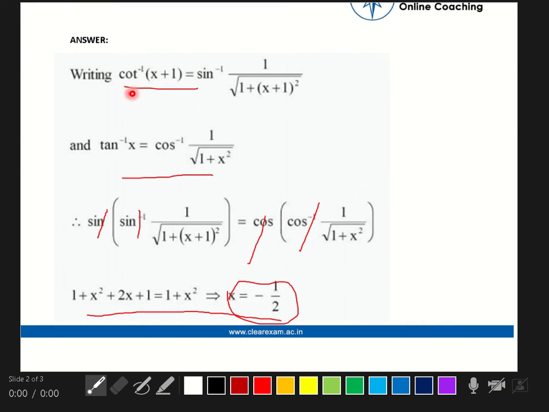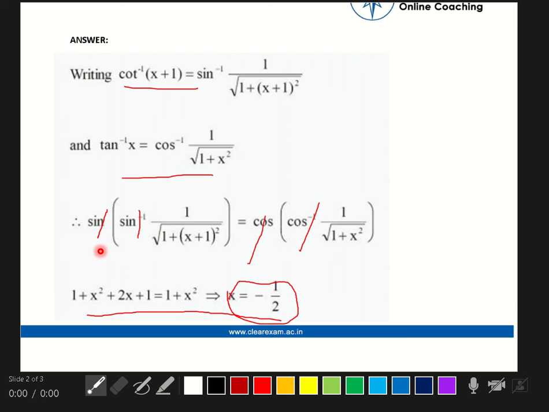We can write cot⁻¹(x+1) as sin⁻¹(1/√(1+(x+1)²)). You can check it from trigonometric identities. Now we can also write tan⁻¹x as cos⁻¹(1/√(1+x²)). This is also an inverse trigonometric identity. Now this is the equation.